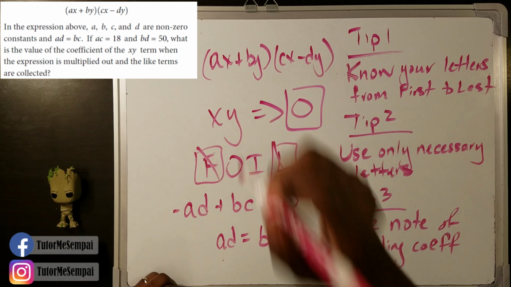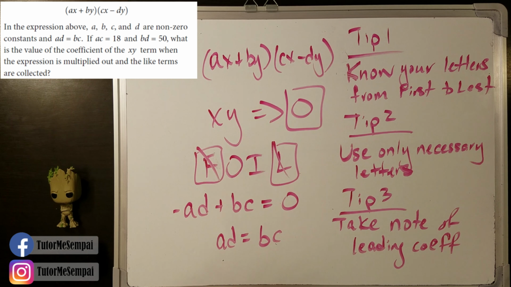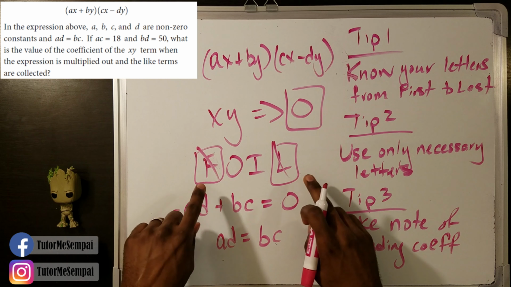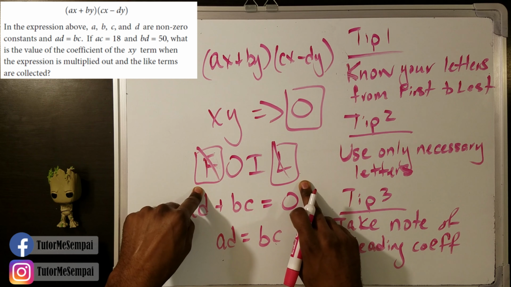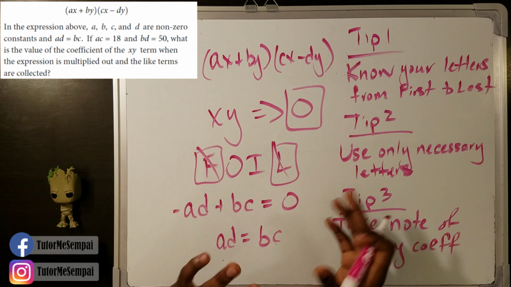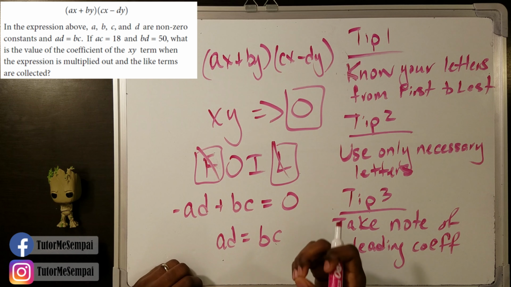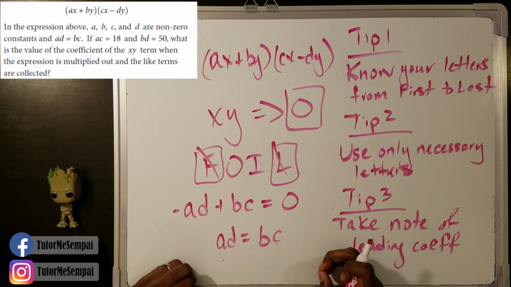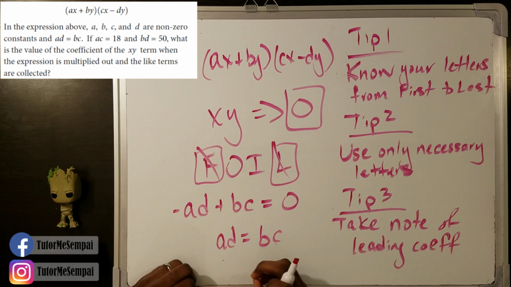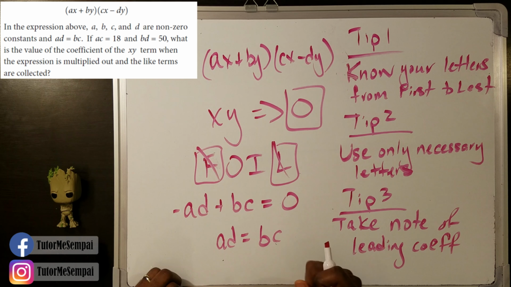The answer to this is 0. So you don't even have to read the rest of this question. We don't care about AC equaling 18 or BD equaling 50 because those are your F and your L's. You can waste a lot of time trying to figure out how this is supposed to work for this question, but if you know your letters, you can pinpoint the one you need and just focus on that, bypassing all the fluff that exists in this question.